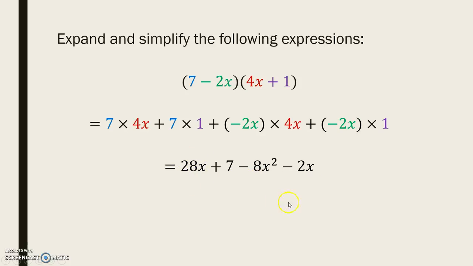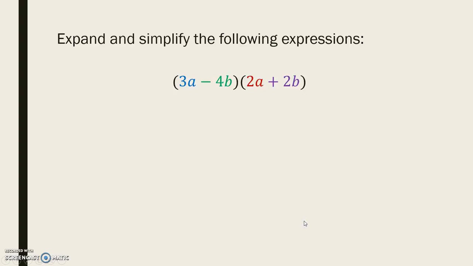There are like terms of the x's here. So it's 28, take 2 x's, is 26 x's. And generally we write them in order of power. So x squared first, then x, then the constant. -8x squared comes down. We've simplified the like term here. 28 x's, take 2 x's is 26, and then plus 7.